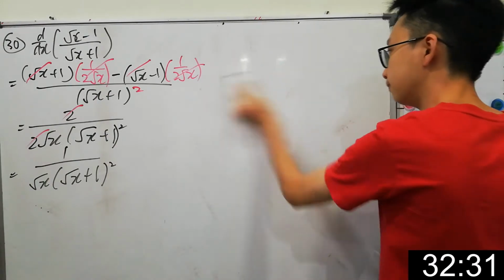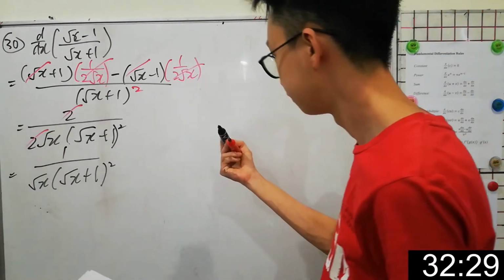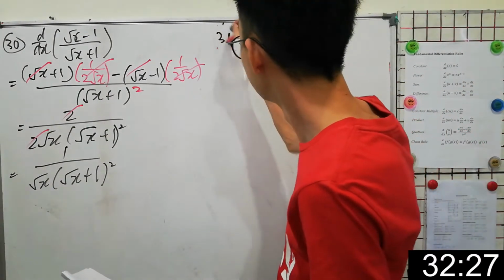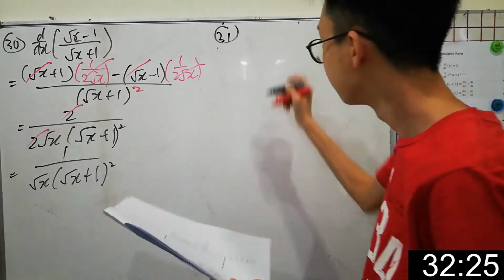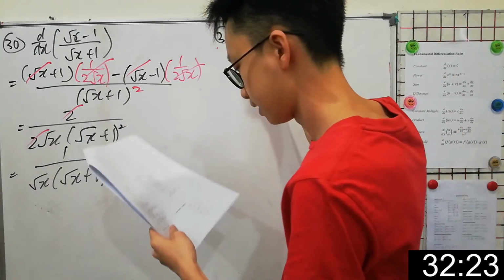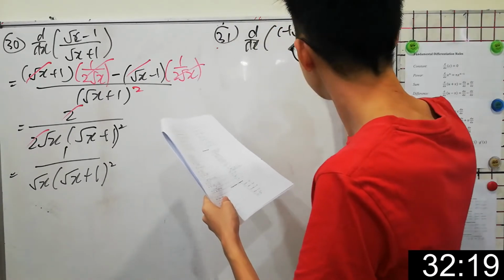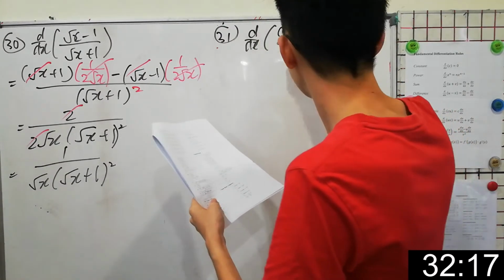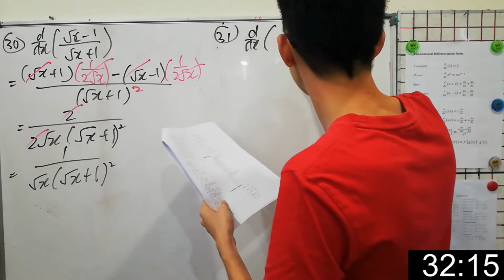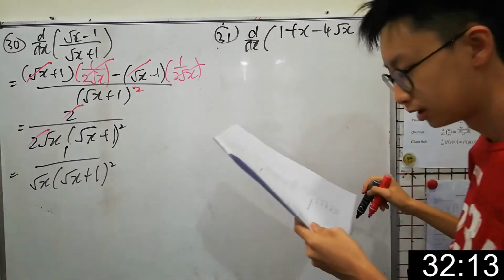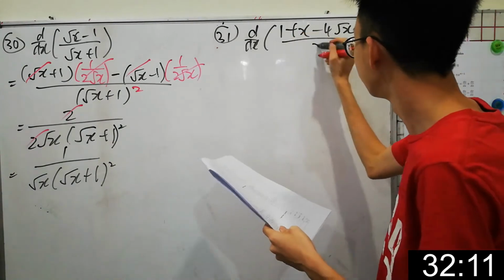Clear this one. Number 31. d dx of x minus 4 square root x. Oh, sorry, this is just a normal x. It's 1 plus x minus 4 times square root x over x.